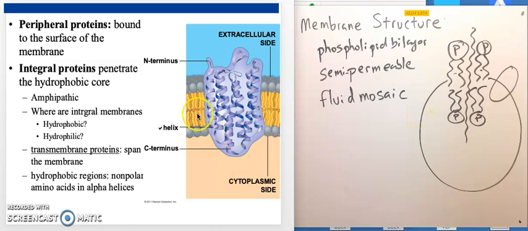Any protein that sticks into the hydrophobic part is called an integral membrane protein, but if it goes all the way across, if it has parts of the protein exposed on the extracellular surface as well as the inside of the cell, those are called transmembrane proteins.